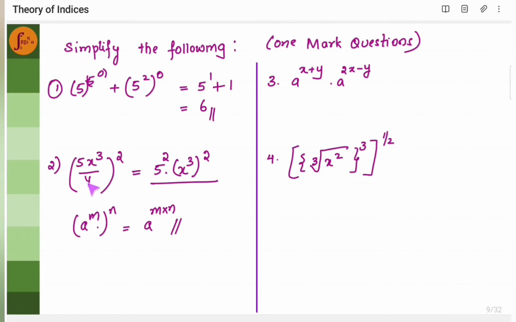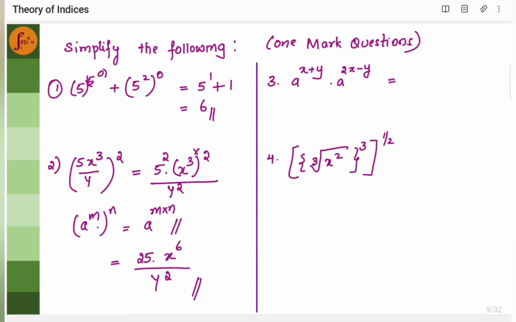We'll have to put this power for this denominator also, because this is all square. So, we'll get y square. Now, this is nothing but 5 square is equal to 25 into, now 3 into 2, we'll have to multiply this. 3 into 2 is 6, and then y square. So, this is the answer. Now, let's solve this third one.